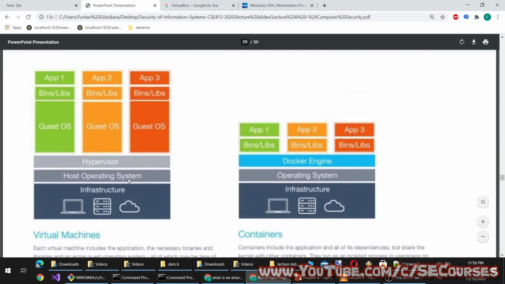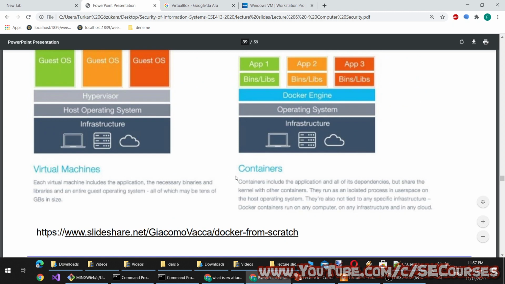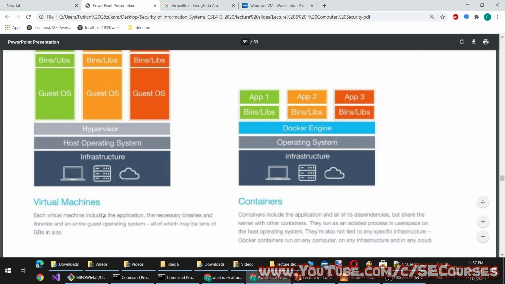Okay, let's see operating system level virtualization. We have already seen this. There is infrastructure at the very bottom, and in type 1 there is operating system, Docker engine. This was containers and these are virtual machines. Each virtual machine includes the application, the necessary binaries and libraries, and entire guest operating system, all of which may be tens of gigabytes in size. And if you use containers, they include the application and all its dependencies, but share the kernel with other containers. They run as an isolated process in the user space on the host operating system.